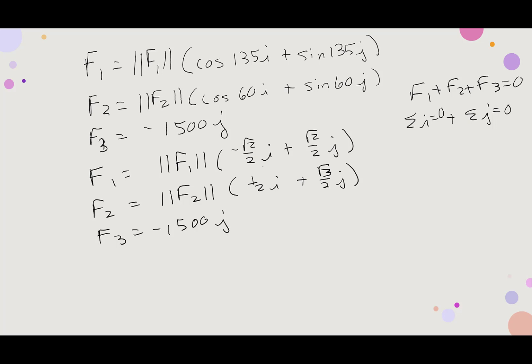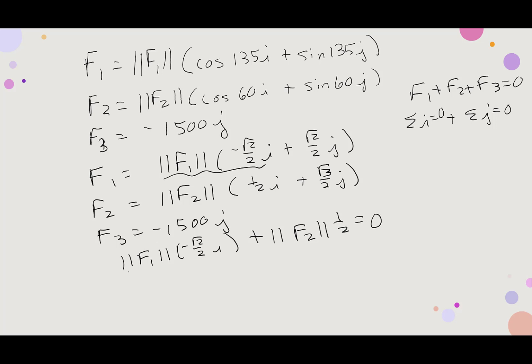So with the i's, you can see I have this i here. I have the magnitude of F1 times negative square root of 2 over 2 i. And I also have the magnitude of F2 times a half, and that's equal to 0.